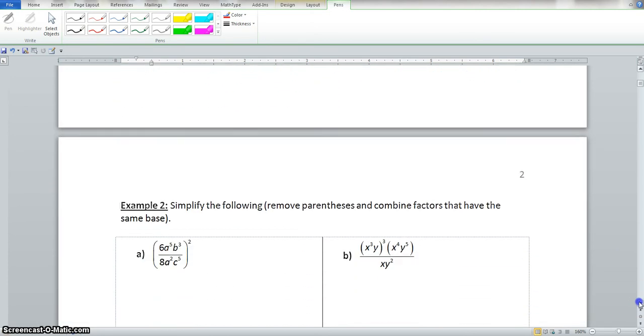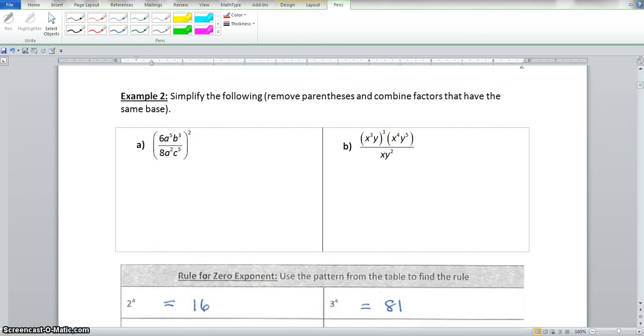Now, we scroll on to example 2. It says, simplify the following. Remove parentheses and combine factors that have the same base. Okay, so now we have these fractions. The first thing we should do before we do any exponents is see if we can simplify this fraction. We actually can. 6 and 8 both have 2 in common, so this will give us 3 and 4.